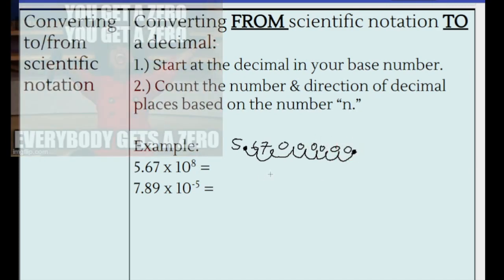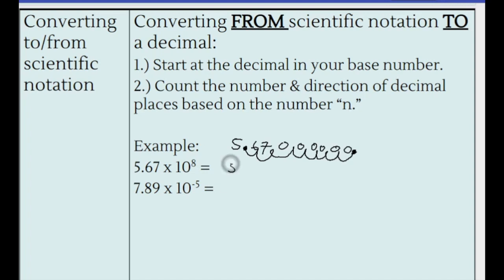And that's all there is to it. So that means that our final answer should look something like this. 1, 2, 3, 4, 5, 6. Go ahead and add my commas, and I end up with 567 million. Let's take a look at the next one.